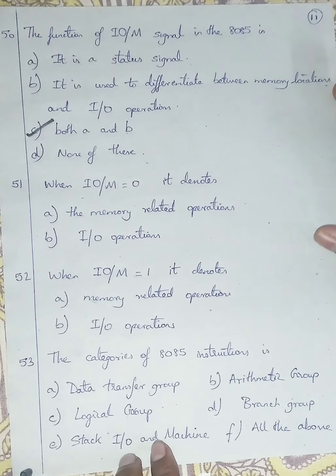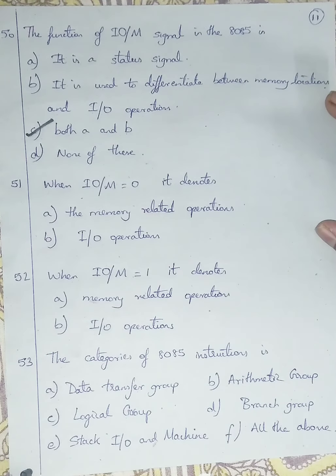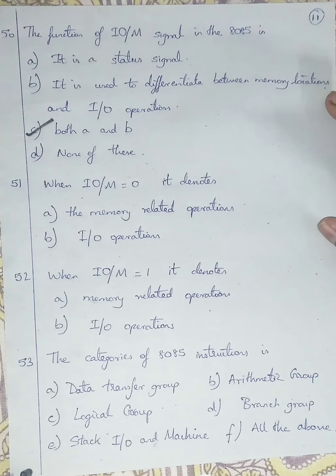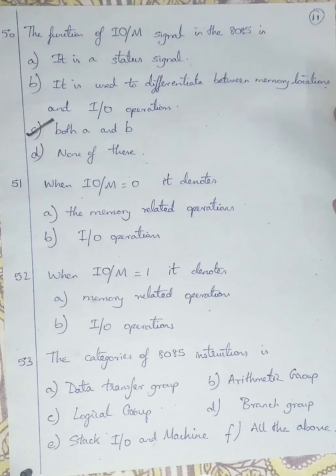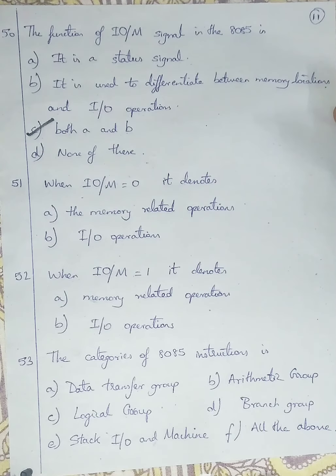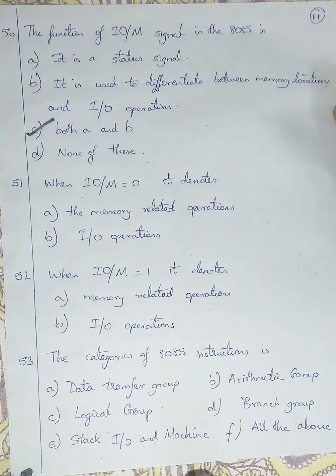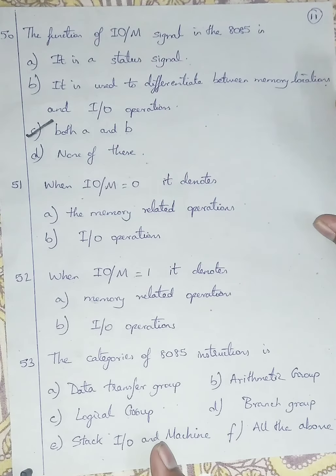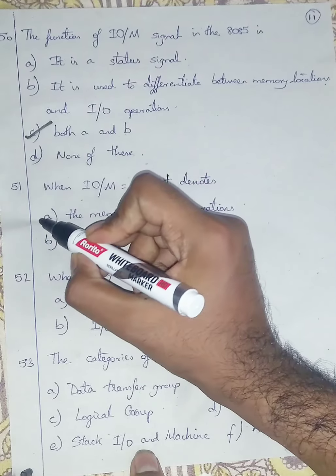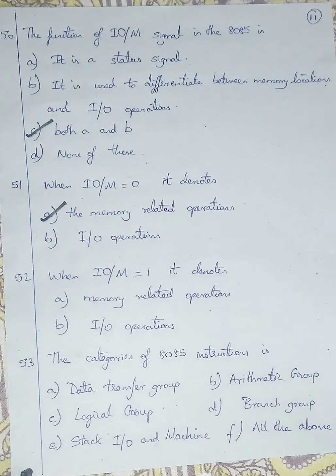Question number 51. When IO/M is 0, what does it denote? Option A is given as memory related operation, option B is given as input output operation. When IO/M is 0, we have to see only the numerical part. When it is 0, it states that a memory related operation is being carried out. So I'm going with option A, memory related operations.